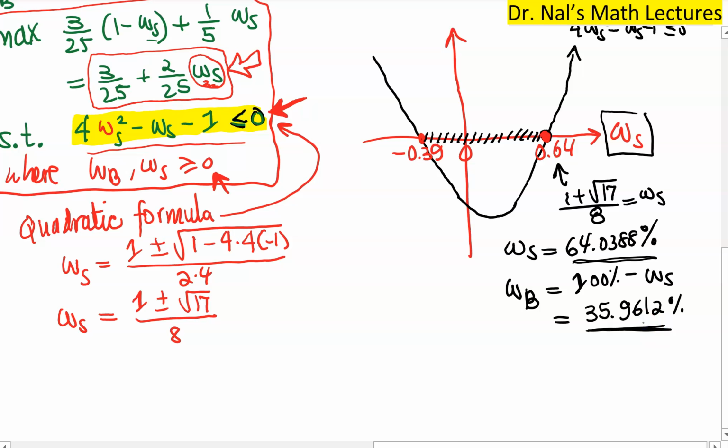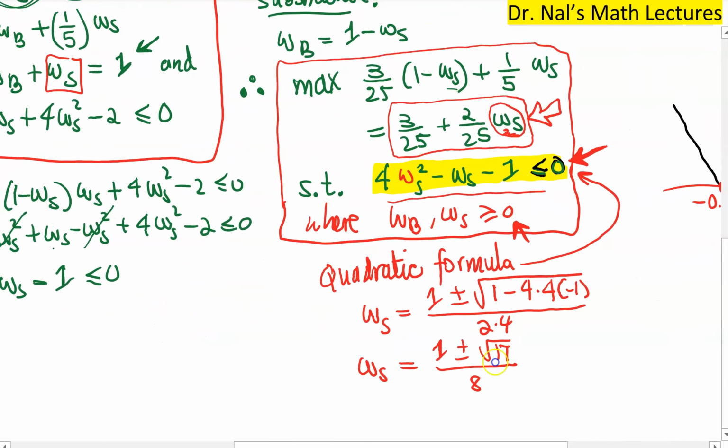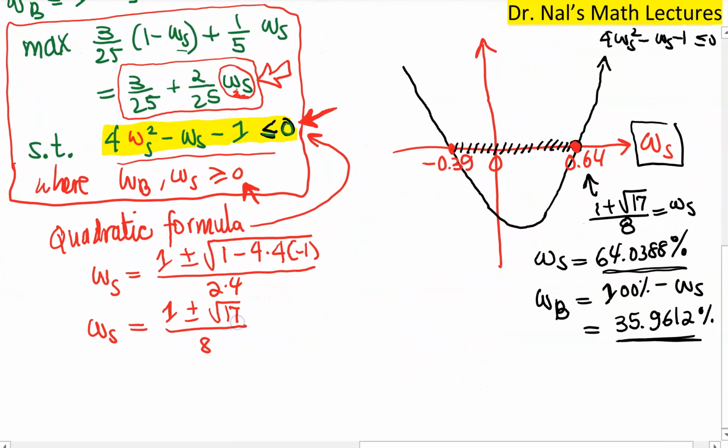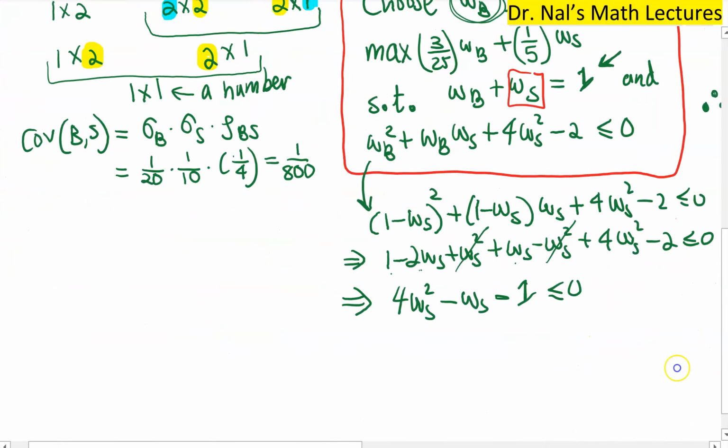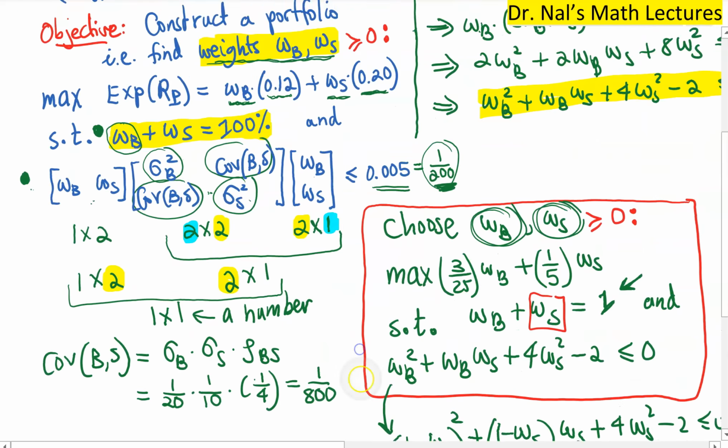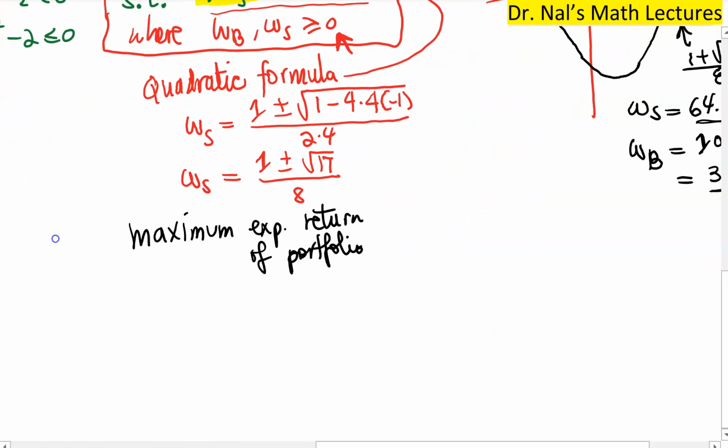And given these proportions, what is the solution? What is the expected return? Let's write that down and finish this problem. The maximum expected return of the portfolio, given that constraint, given that we don't want the variance to be more than 1 over 200, is the following.